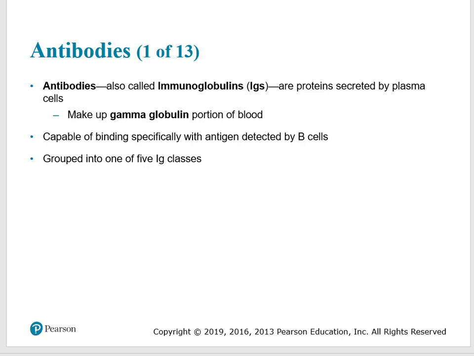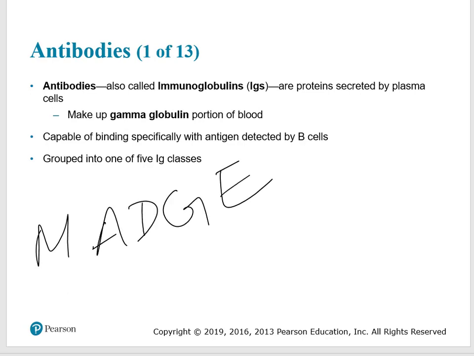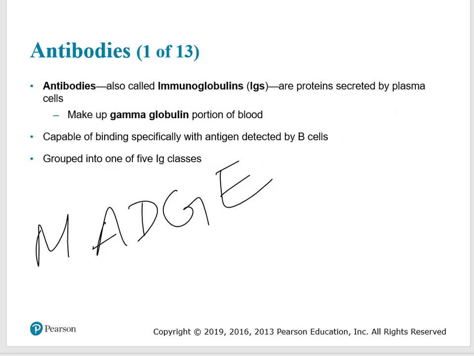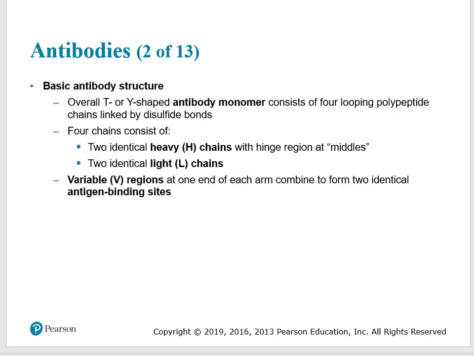We call it MAGDE: IgM, IgA, IgD, IgG, IgE. So you have 5 classes, and each one is different in structure and function as well. But each of these different classes of antibodies has a basic structure.